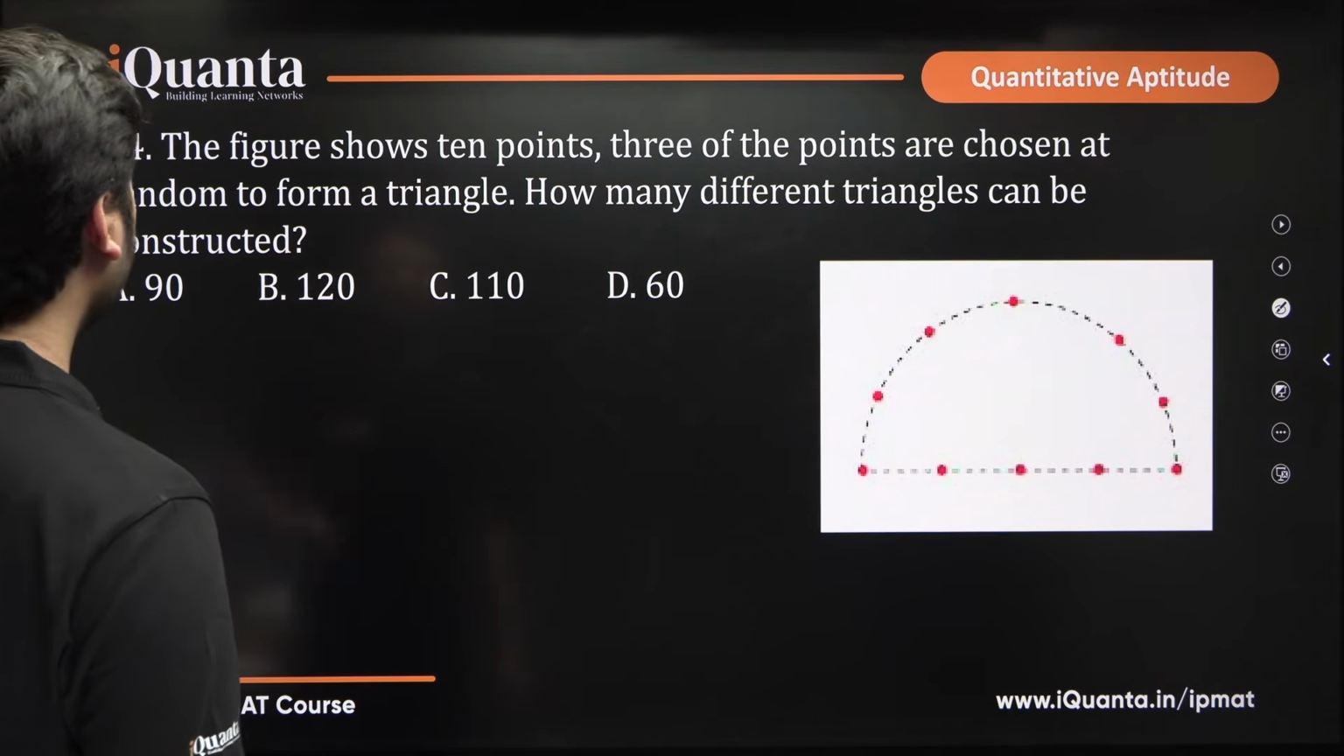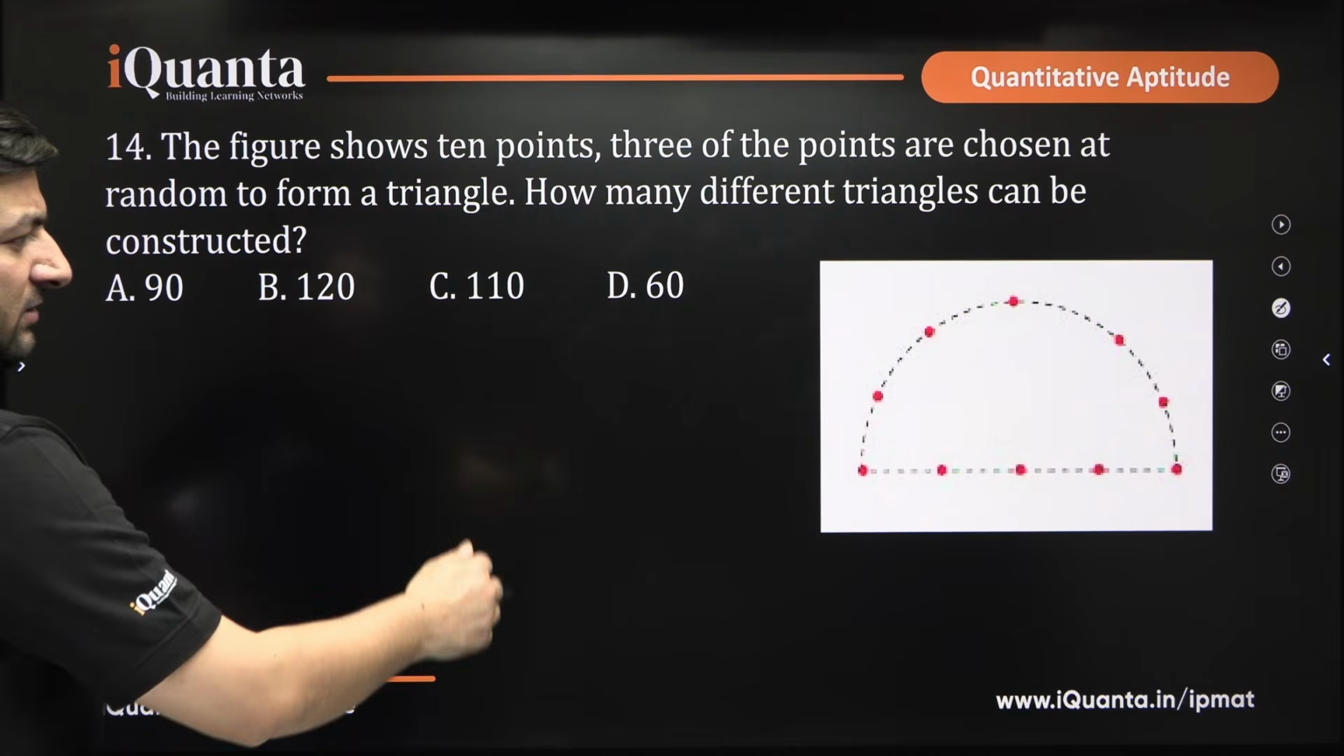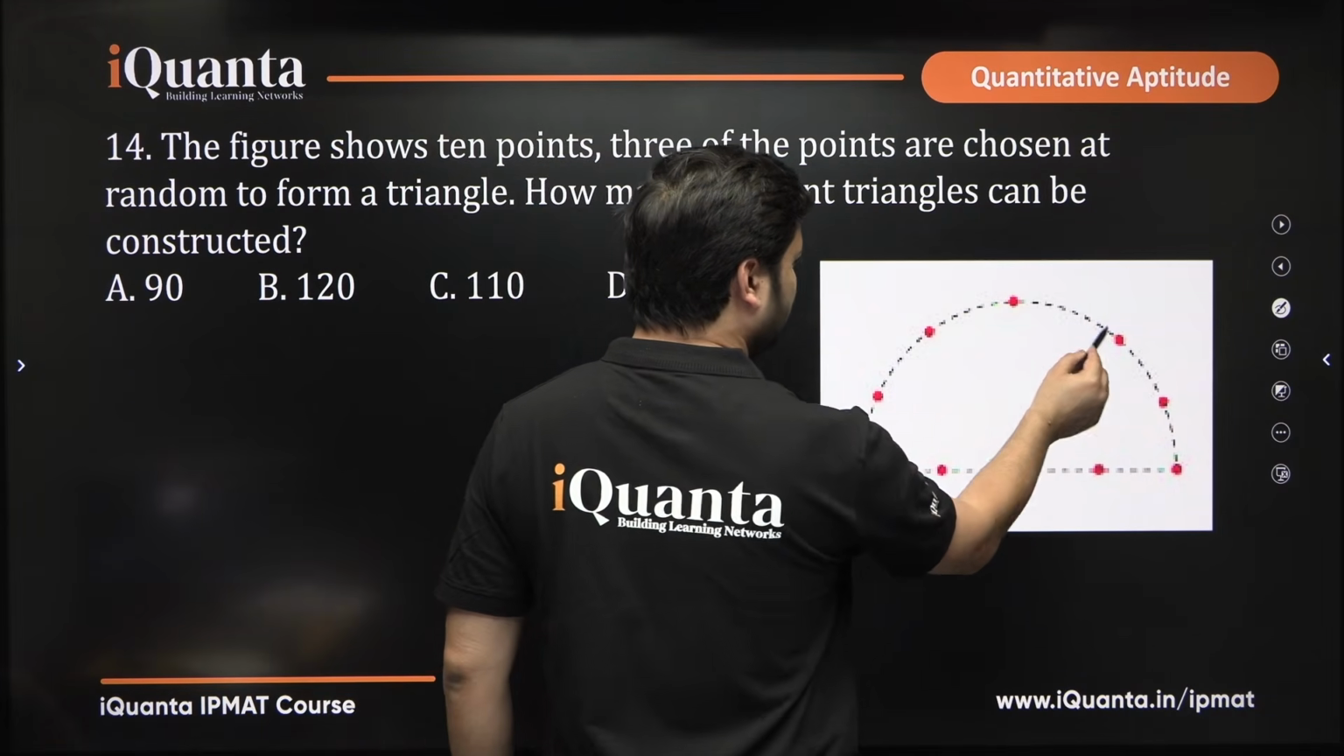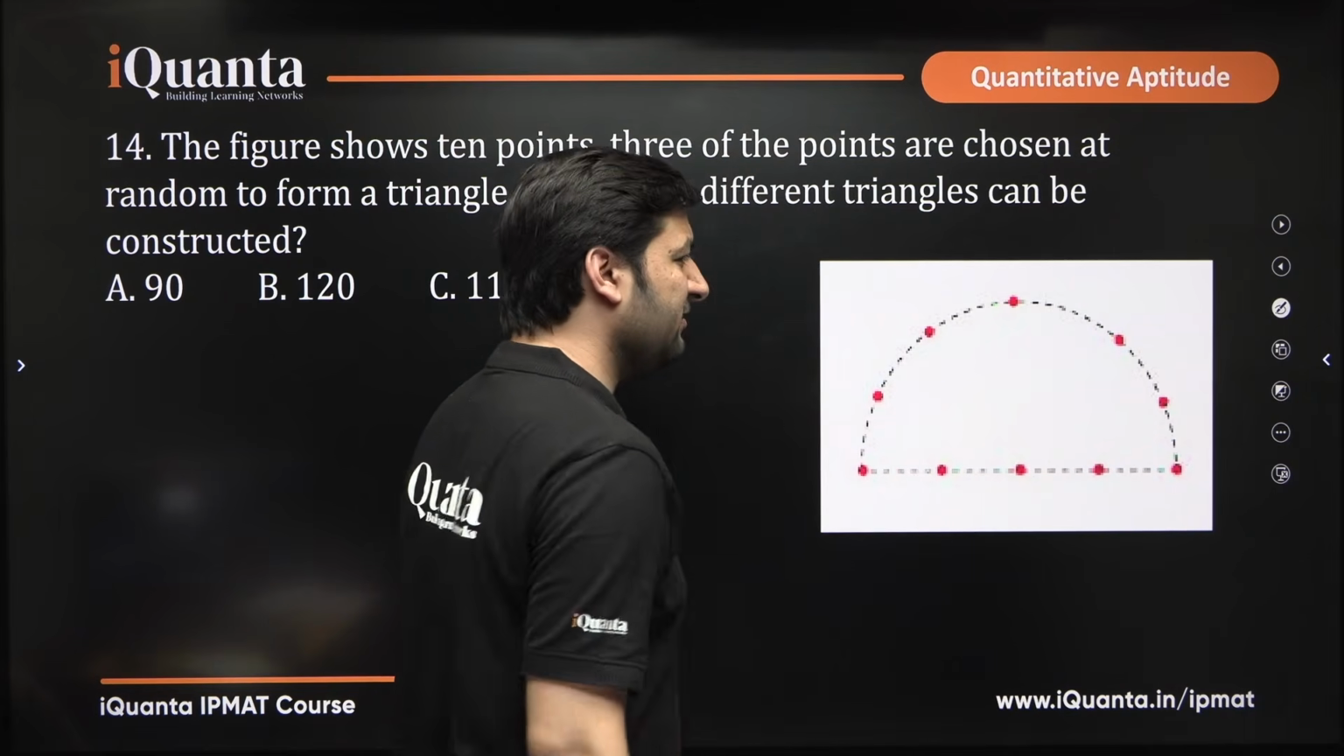How many different triangles can be constructed? This is the figure that you have, I hope it is visible. 1, 2, 3, 4, 5, 6, 7, 8, 9, 10. There are 10 red dots.